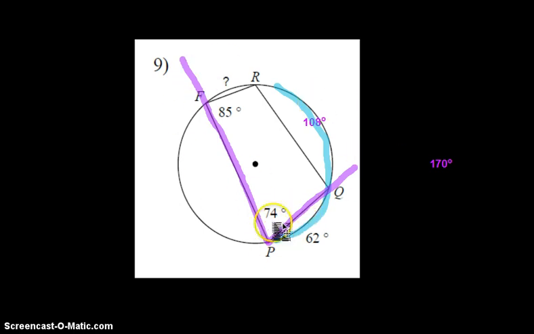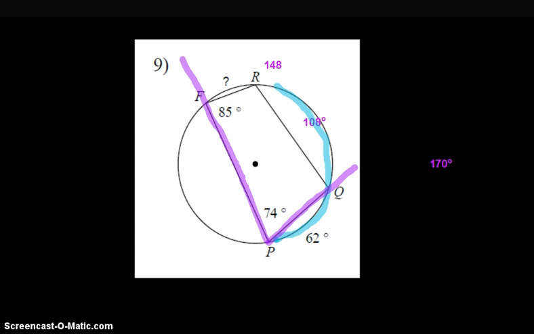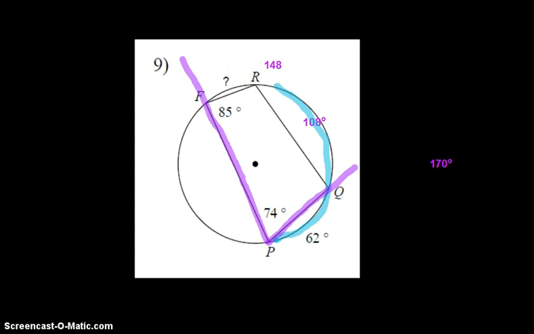The purple angle intercepts the arc from Q around to F. Okay, so if I know the purple angle is 74, then I know that the arc from Q around to F is twice that, which is 148. Boy, we like 148 on this page, don't we? All right. So that's all the way around here. Now I can take the 108 that I found earlier and subtract it from 148 to tell me what this other arc is.